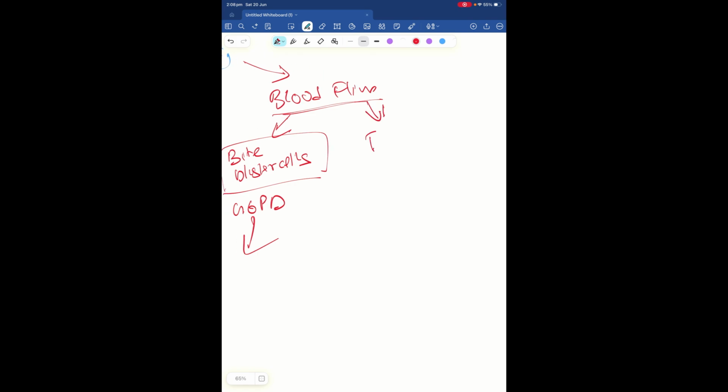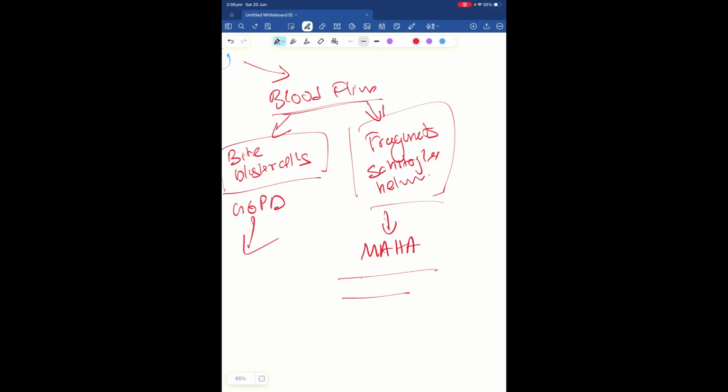You can see fragments, or what we call schistocytes or helmet cells. So what is this? If you see fragments of cells, you know that you're dealing with MAHA, that is microangiopathic hemolytic anemia. What does this mean? In the blood vessel, there's a clot happening, and your red blood cells try to pass through this, and because of the sheer mechanical stress, the cell will break down, so there would be fragments. So where will you see this?